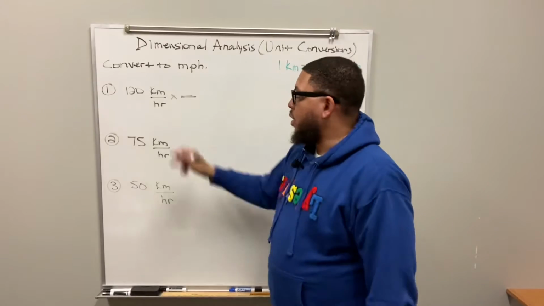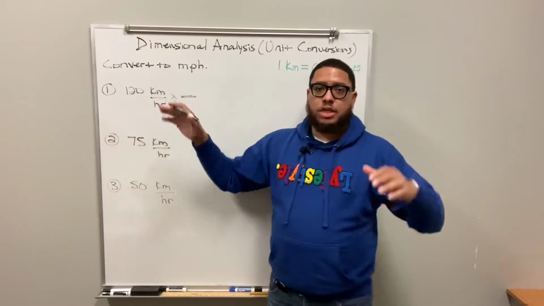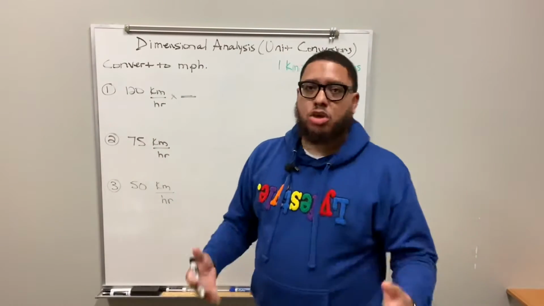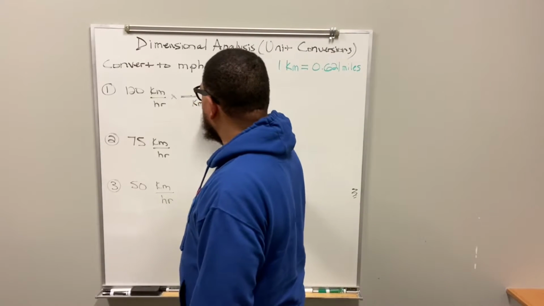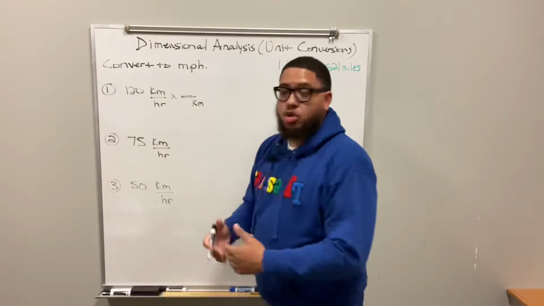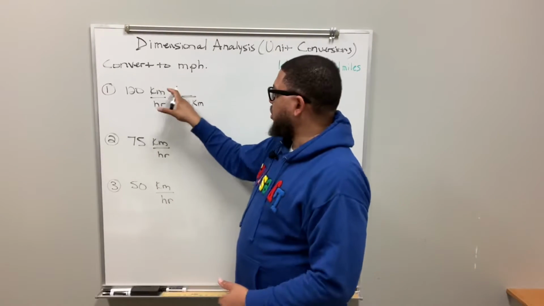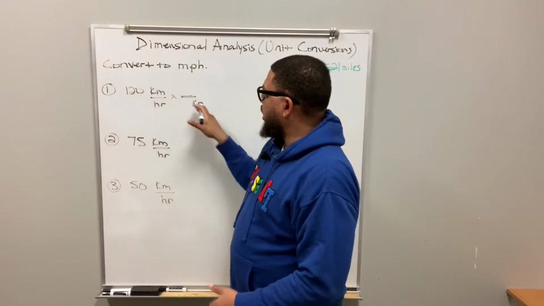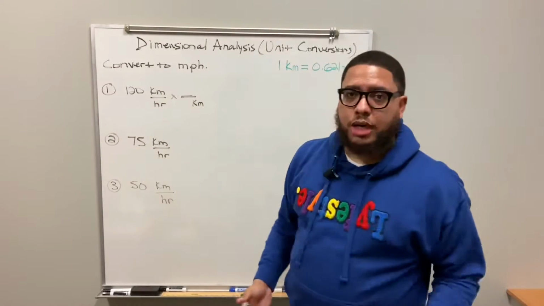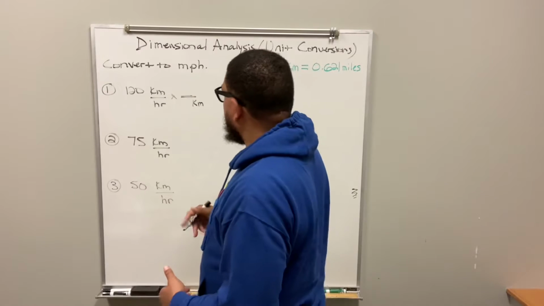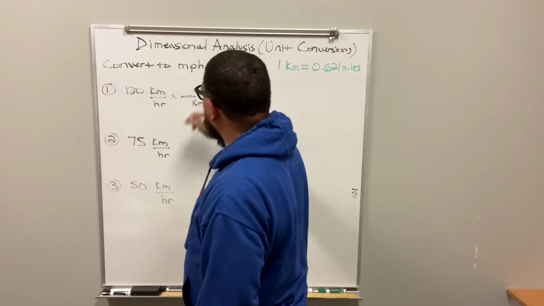Whatever unit I'm trying to get rid of goes into the denominator of this fraction. So I'm going to put kilometers in my denominator because they're going to cross cancel with these kilometers, and then the kilometers will be gone. What goes in the numerator is what I want to keep. I want miles, so I'm going to put miles in the numerator.